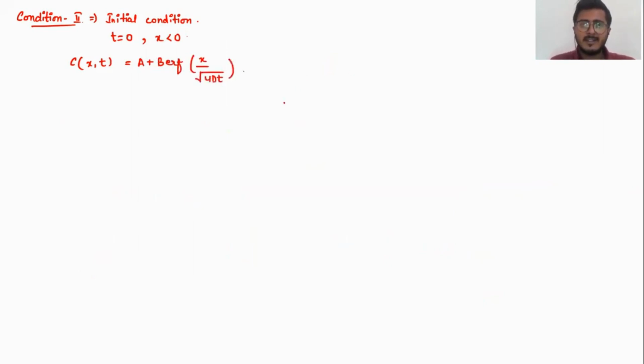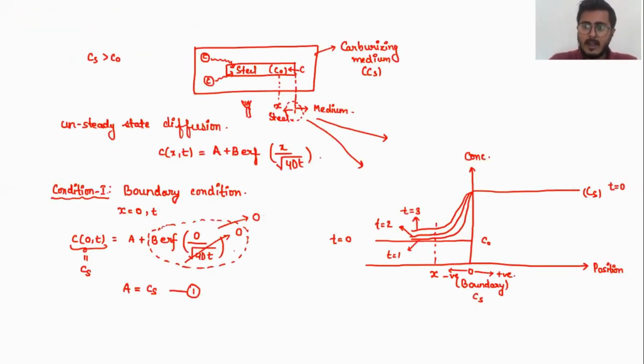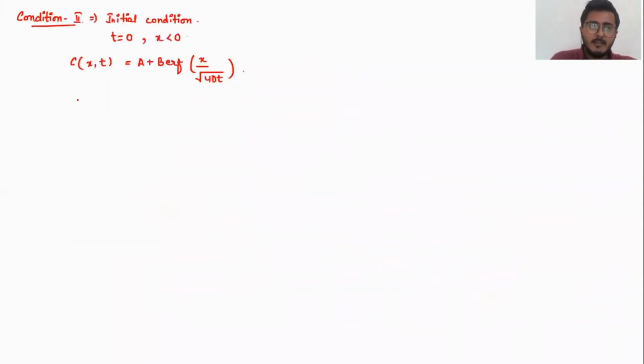Okay, so this is the solution. Let us find out what happens in case of your initial condition. When X is less than 0 and T is equal to 0, what is the concentration in that case? For X less than 0 and the initial time, that is T equal to 0, we mainly come in the category of your steel component, right? And the initial composition of your steel component was basically equal to C naught, right?